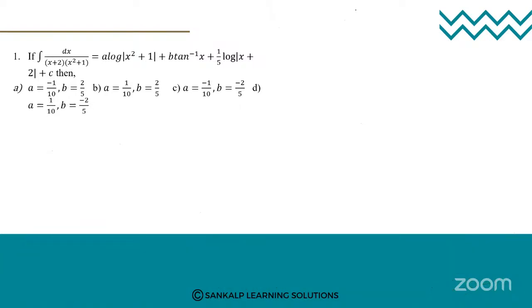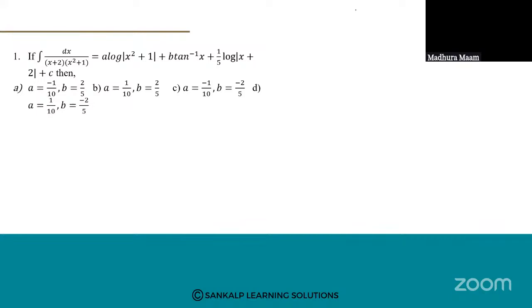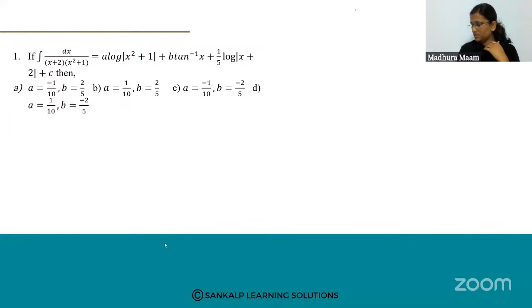Okay, now I'll go to my actual questions which I have taken. So you can see that integration of dx divided by x plus 2 into x square plus 1, they have given the value. What do we get when we integrate this? They have given: a into log of x square plus 1, b into tan inverse x, plus 1/5 into log of x plus 2 plus c. So here there are two unknown coefficients, a and b.